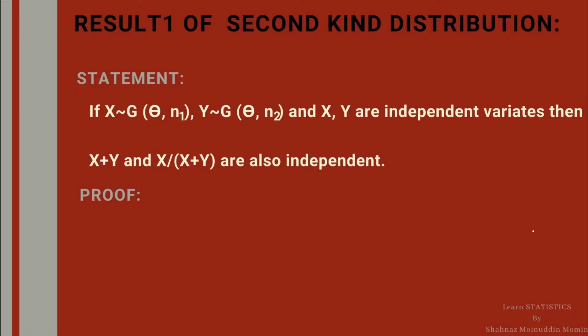If x is a gamma(theta, n1) and y is also a gamma(theta, n2) variate, and x and y are independent, then x plus y and x upon x plus y are also independent variates. In this result, we will show x plus y and x upon x plus y are independent. Now we shall start with the proof.